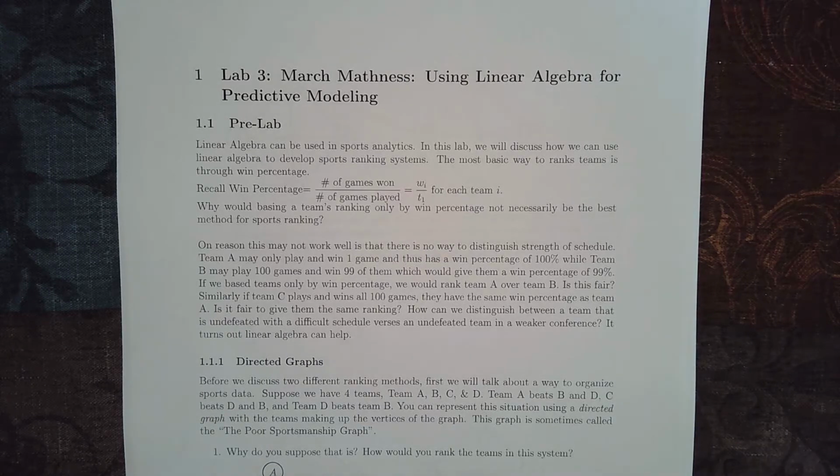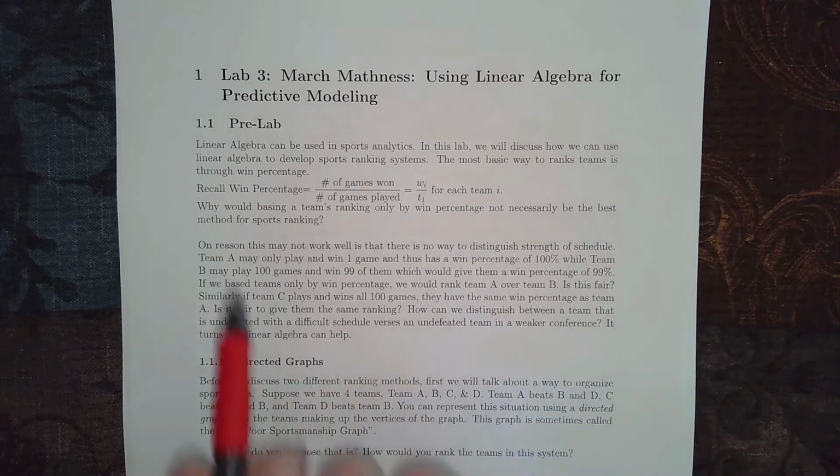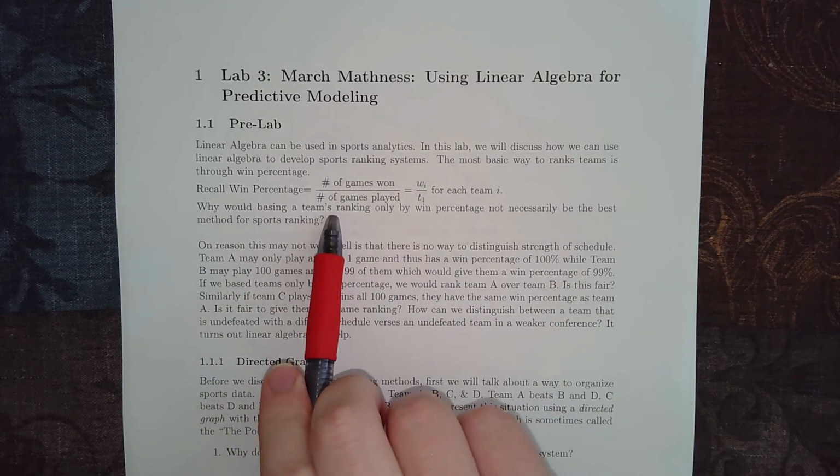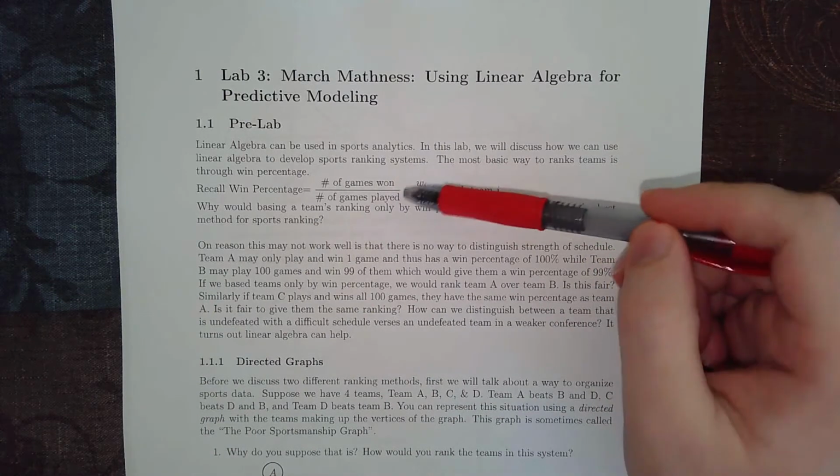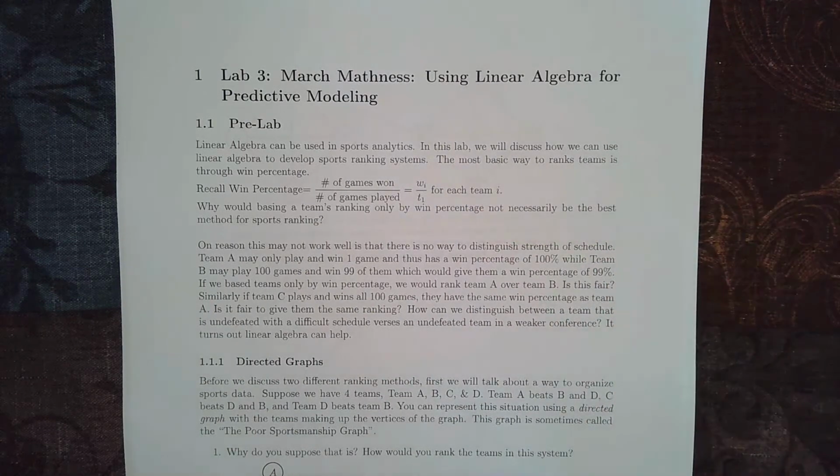So one of the cool things we can do with linear algebra is take a look at some sports analytics stuff. Today in the lab we're going to be talking about how we can develop a sports ranking system using linear algebra. The most basic way that we rank teams is through win percentage. Win percentage is just the number of games that a team has won divided by the number of games that the team has played.